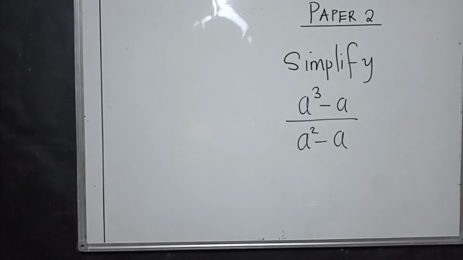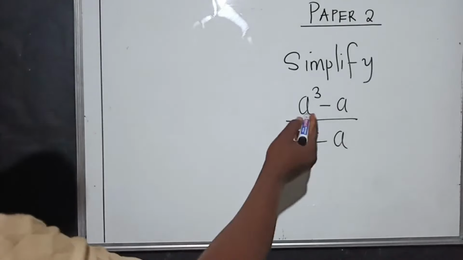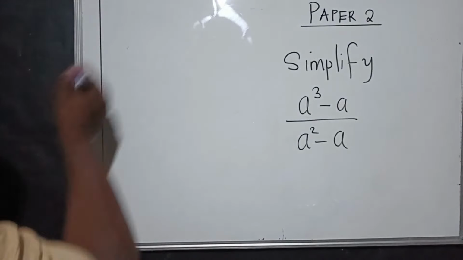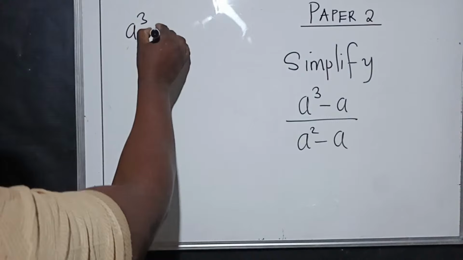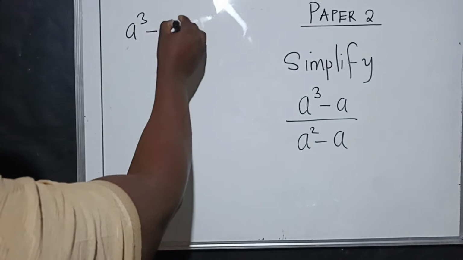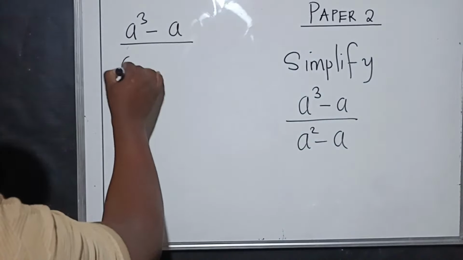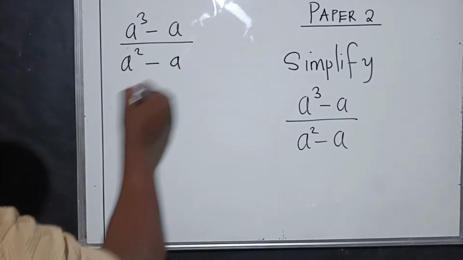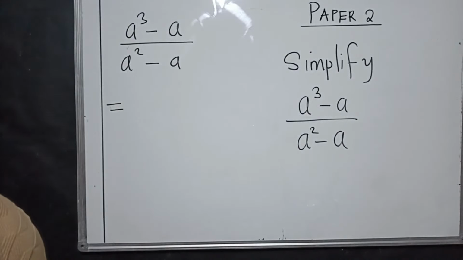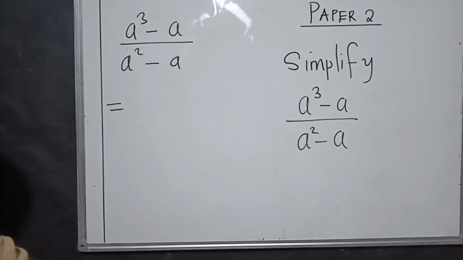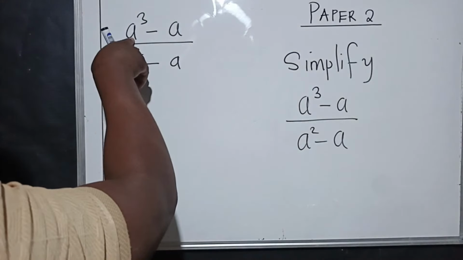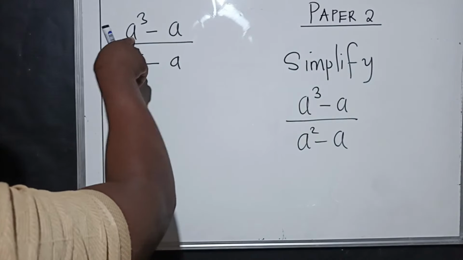What answer are you getting? Okay, let me help out. It seems people are still working this out. So the first thing that you need to do when you've got a power 3 minus a over a power 2 minus a is to factor out what is common here. So a is common. It's found right here and here.